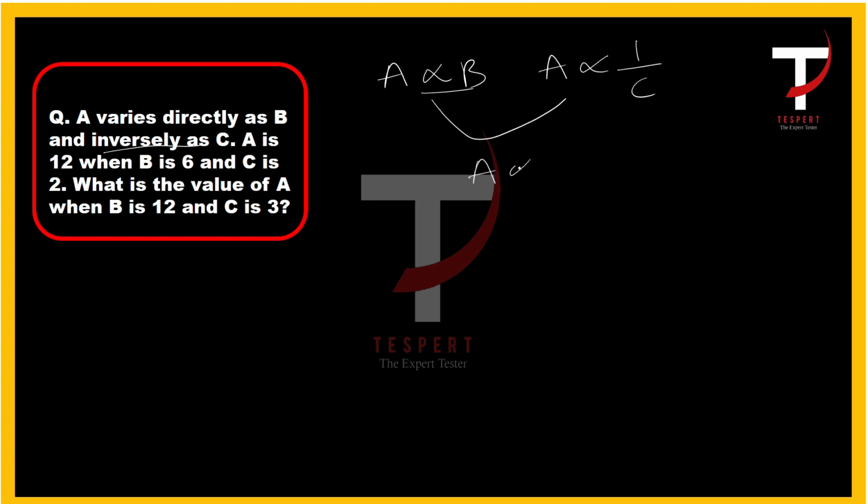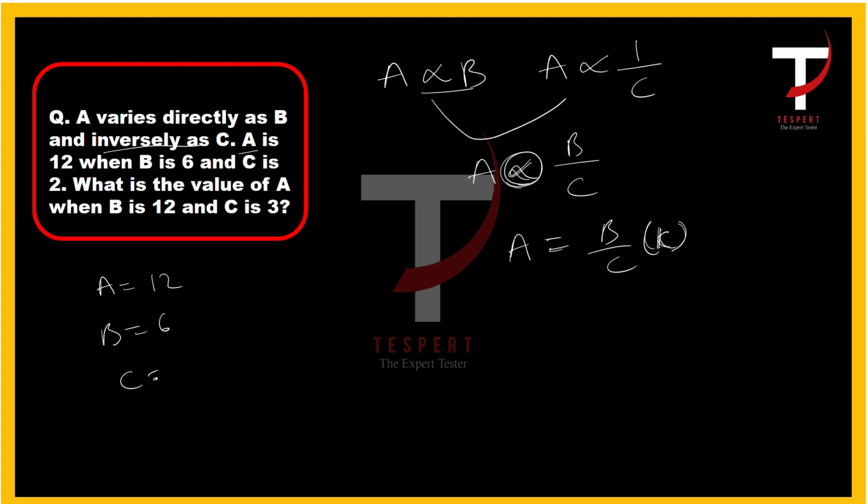We can write A is proportional to B by C, right? So if we want to remove this proportionality, A will be equal to B by C into some constant, right? Let that constant be K. And here what is given? A is 12. The value of A is 12, B is 6 and C is 2.